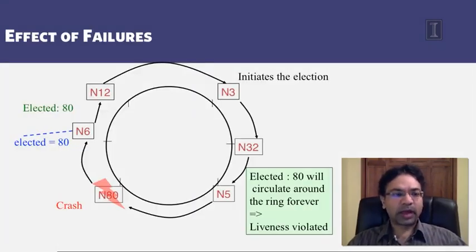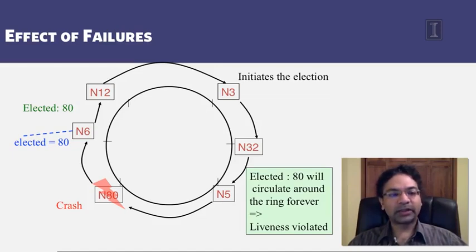Next, we need to discuss what happens with failures that occur during the election protocol itself. So for instance, if N80, the new would-be leader, fails when it has already sent an elected message, elected equals 80 message, unfortunately this is a case where the election protocol may not terminate. In fact, the termination condition here is that N80 must receive back an elected message and say, hey, this is an elected message with my own ID, and so I'm not going to forward it anymore.